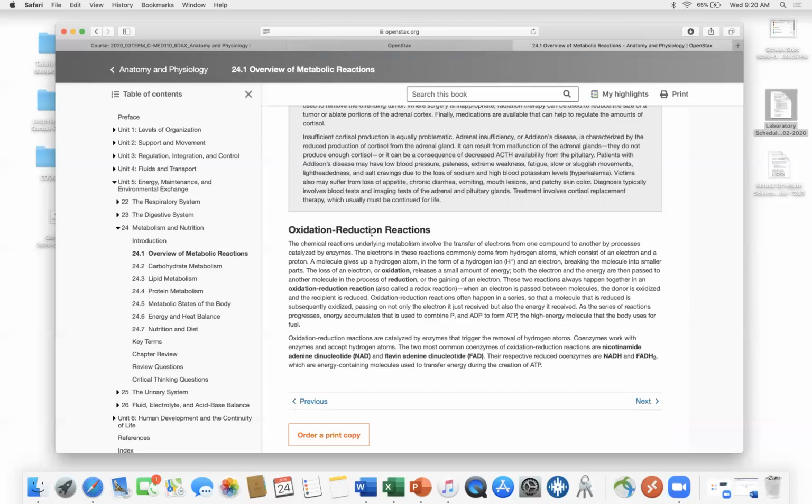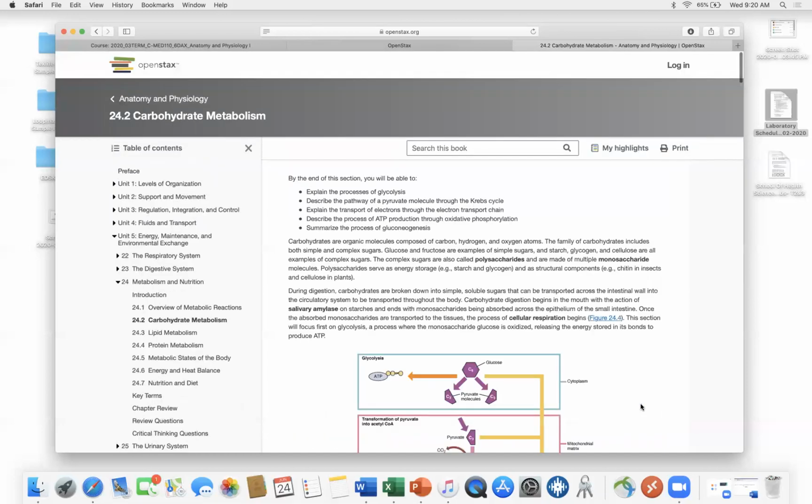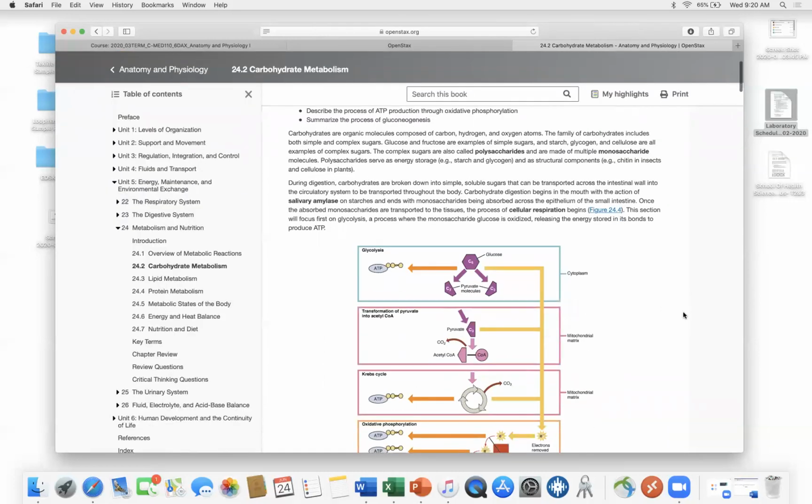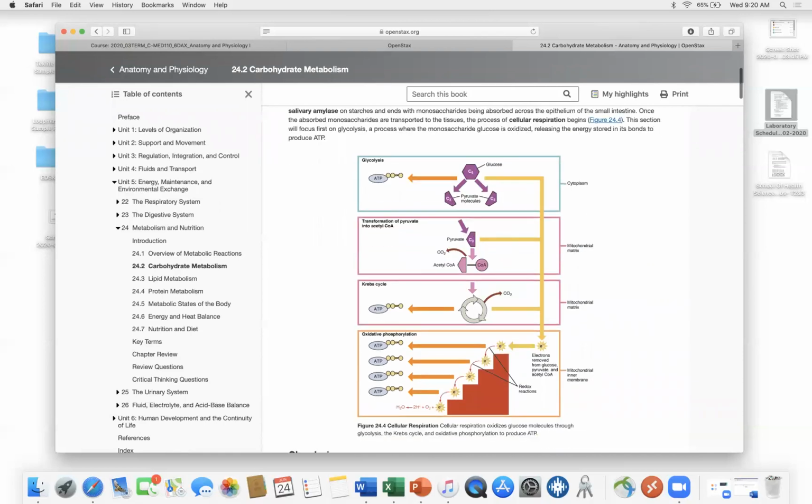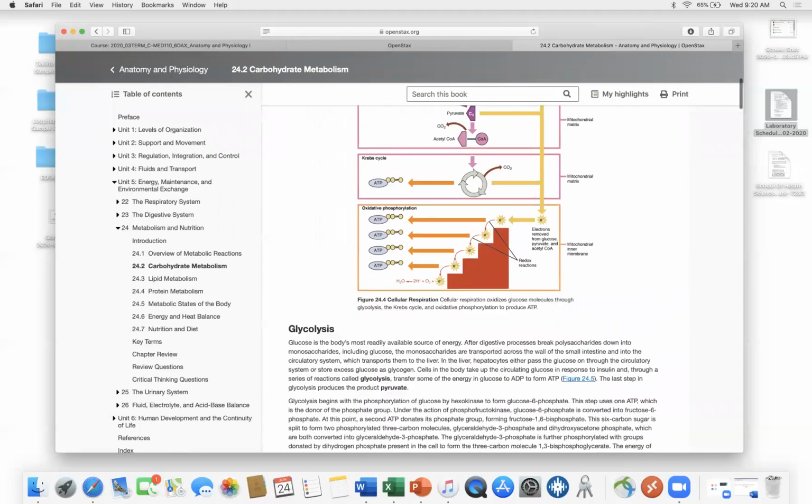Oxidation reduction reactions, they're also called redox. Just know those are the reactions that break down and reduce electrons to make ATP and to break down fats. That's the easiest way to explain it without going into a prolonged biochemistry, which, by the way, you'll be seeing all of this again in greater detail in biochemistry.